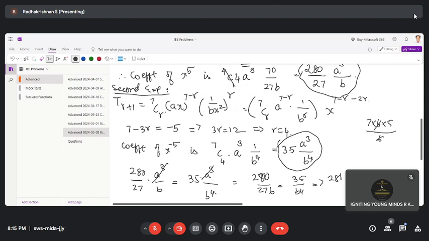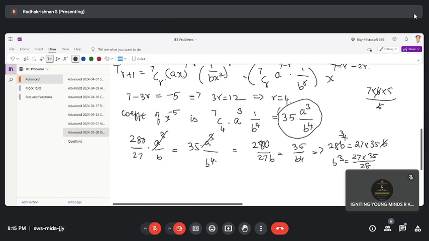No, 280, I think I missed a 0. 280 B power 4 equal to 280. So 35 by 280 is 1 by 8. So we get B cube equal to 27 by 8. It gives us straight away B equal to 3 by 2.